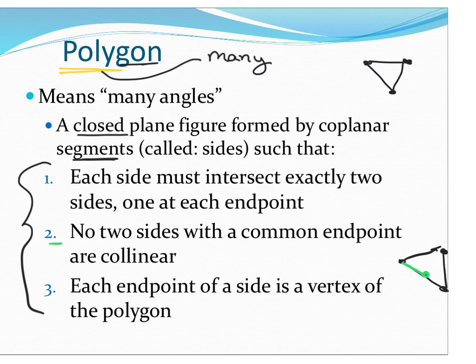Each endpoint of a side is a vertex of the polygon. So all of these endpoints are going to be vertices. Over here, these are all called vertices. So let's go ahead and see if we can identify which pictures are polygons on the next slide.